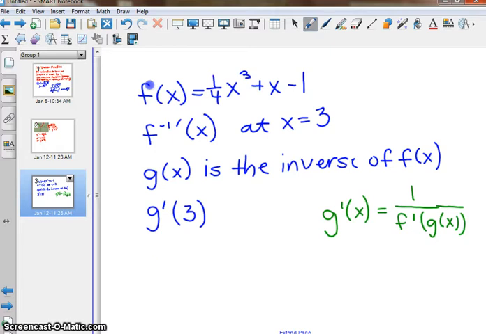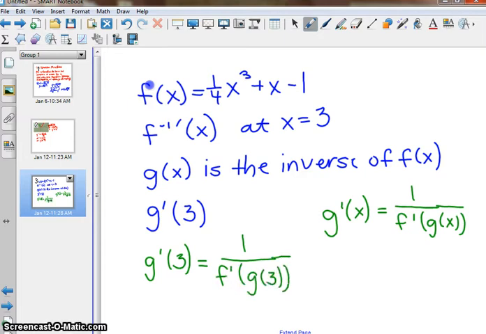So if I want to find g prime of 3, then I'm going to put 1 over f prime of g of 3. The problem is I don't know what g of 3 is. I do know that f of x is its inverse function. So if it's the x coordinate on g, then it is going to be the y coordinate on f. So I want to know where 1/4 x cubed plus x minus 1 is equal to 3.